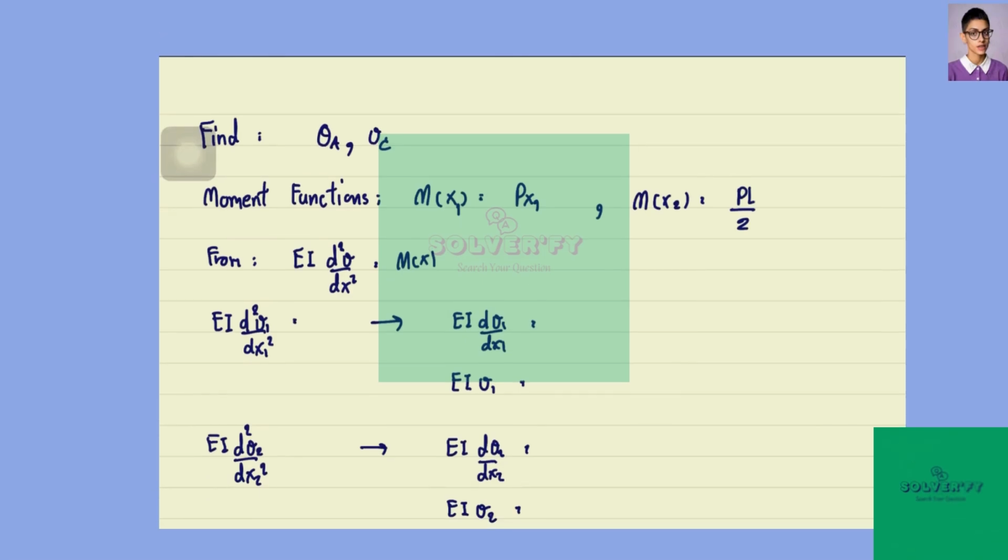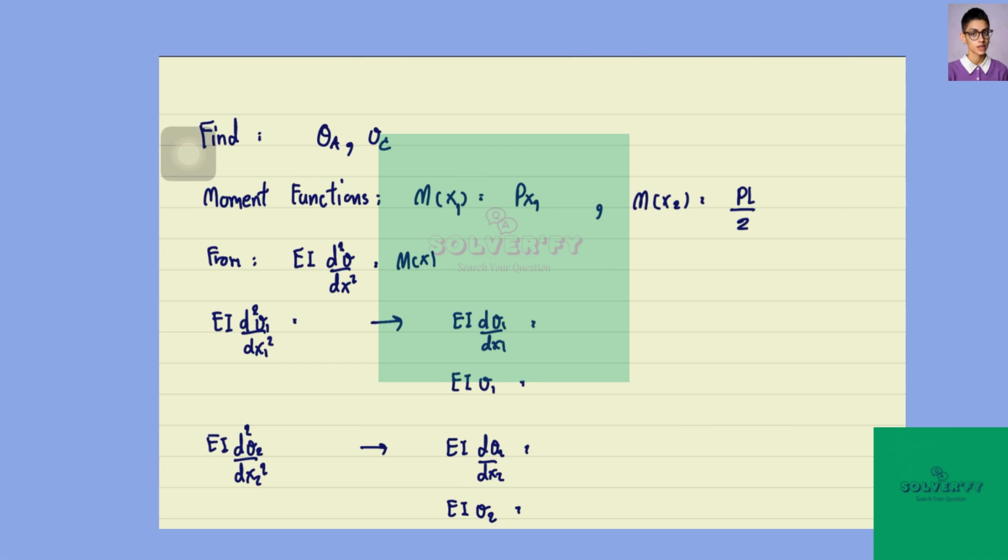In this question we have to find the slope at point A and the deflection at point C. From the diagram, we can draw the moment diagram and get M1 and M2 as a function of x1 and x2. So M1 is P x1, and M2 is PL divided by 2.